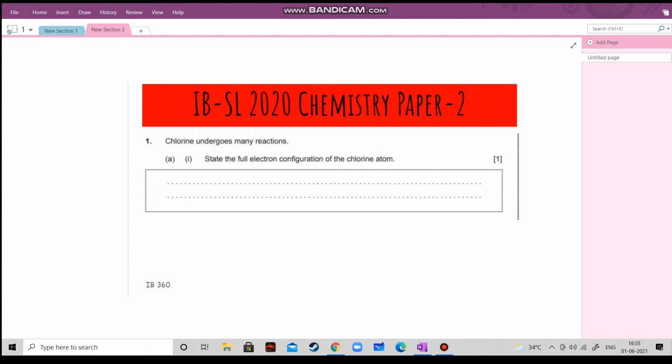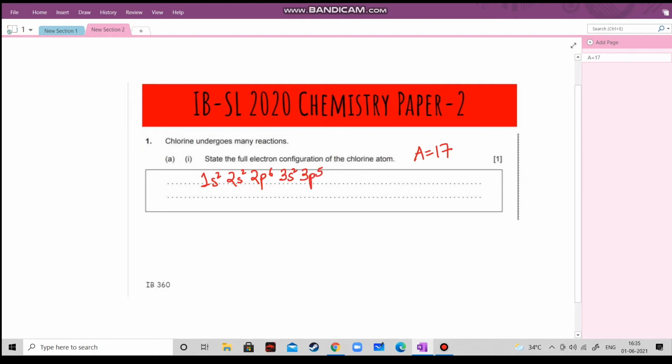In the first part of A, we need to state the full electronic configuration of the chlorine atom. Chlorine has an atomic number of 17. For 17, we will start using Hund's rule. So basically, 1s2, 2s2, 2p6, 3s2, 3p5.